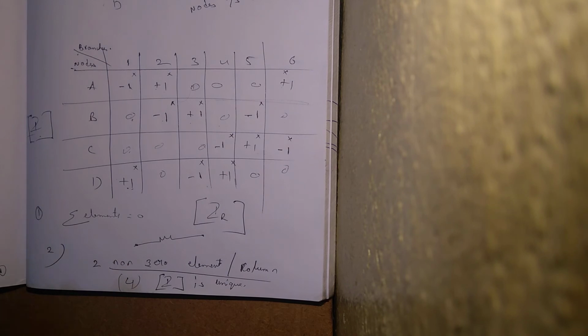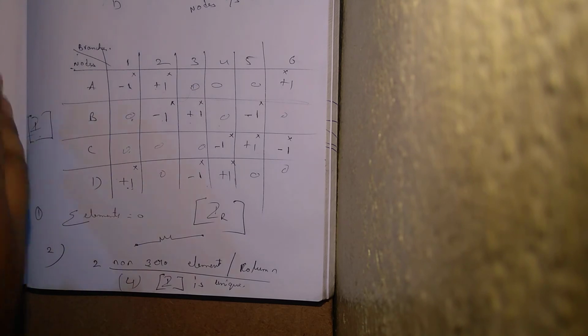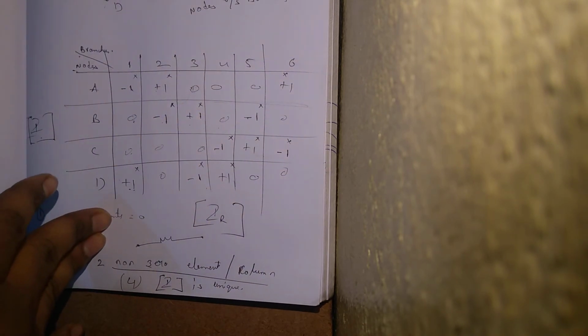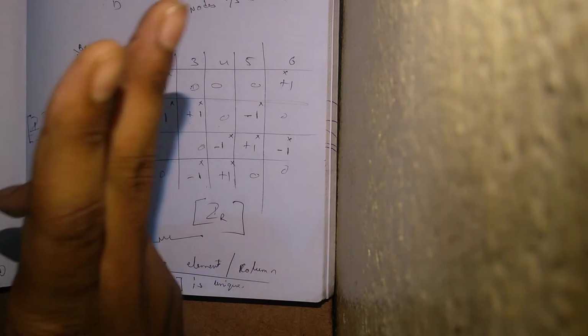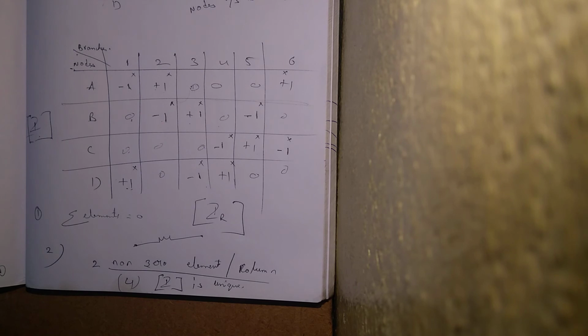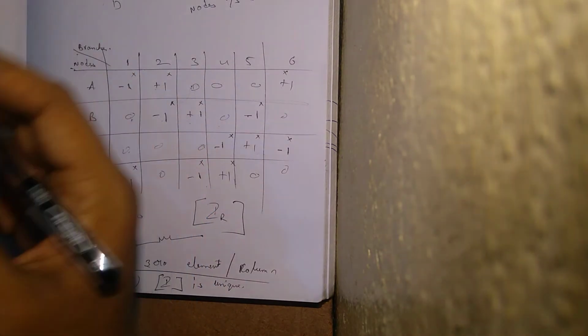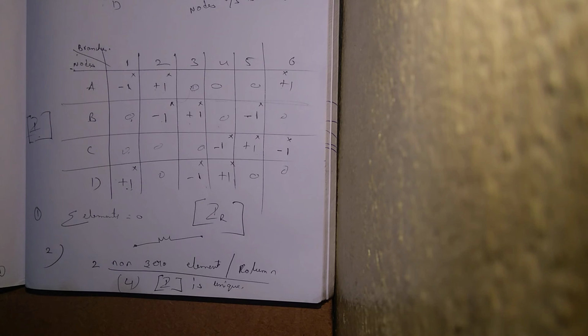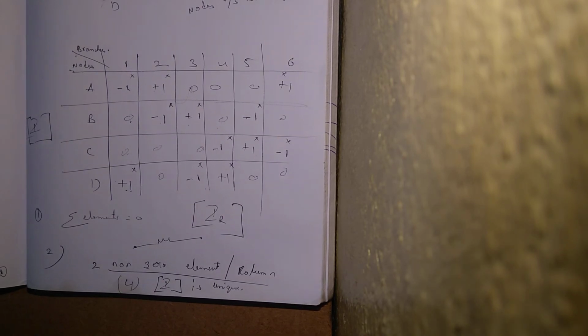Okay, so the first property is what? The summation of elements in a column is equal to 0. And the second property is what? There will be 2 non-zero elements in a column. And the third property is what? The incidence matrix minus any one of the rows is your reduced incidence matrix, and you can generate that deleted row's information with the help of the rows present with you, in no time. And the fourth property is that the incidence matrix is a unique matrix. For one network there will be only one incidence matrix.